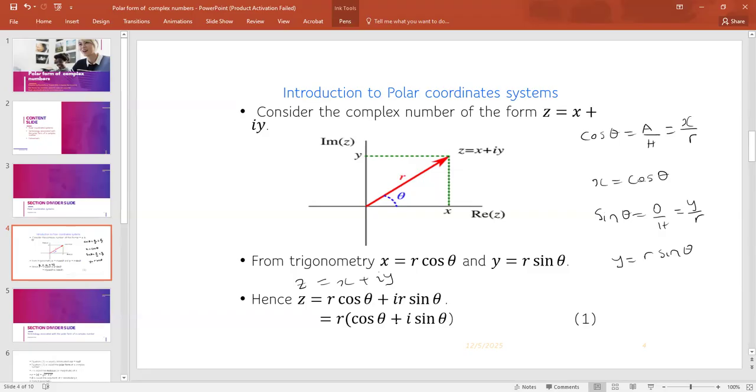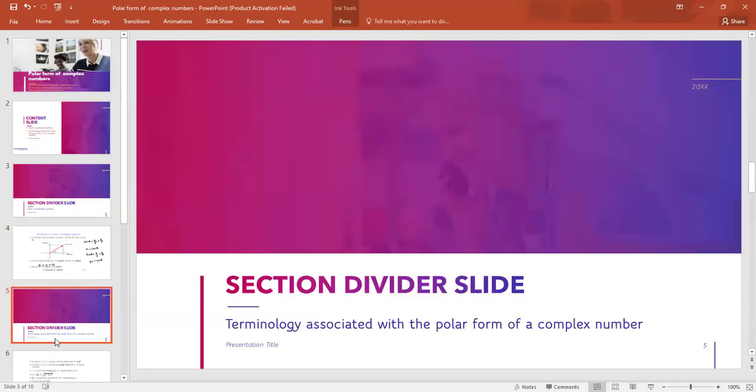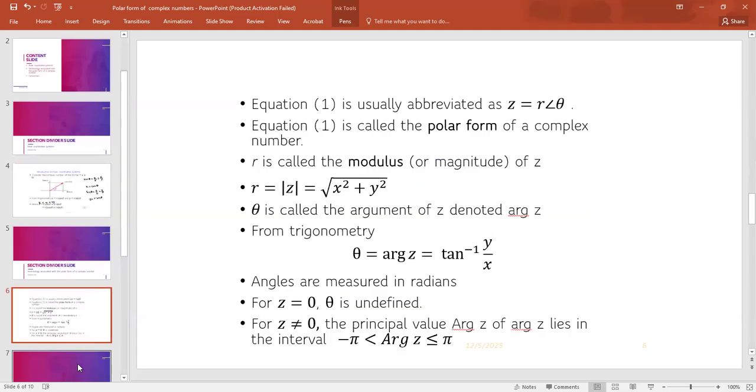Based on that, let's look at a few terms associated with the polar form of a complex number. The first term we would like to explain here is what we call the modulus or the magnitude of the complex number z. The magnitude of the complex number z is that value r given by the formula the square root of x squared plus y squared. So this is the formula used to obtain the modulus or the magnitude of the complex number.